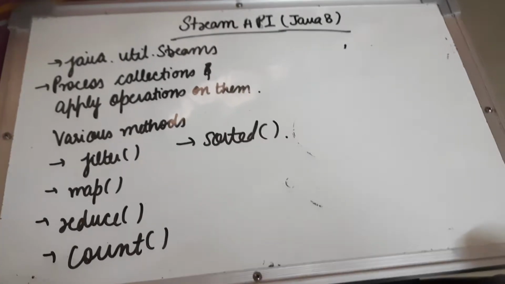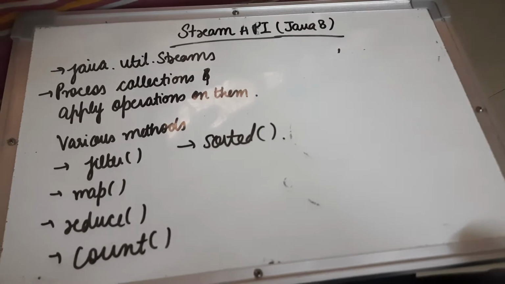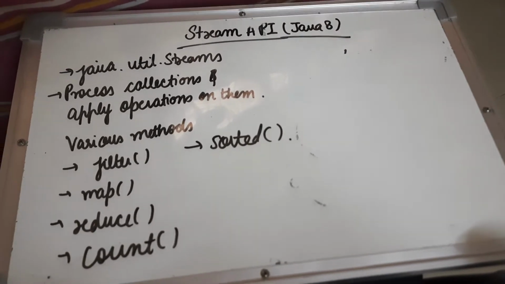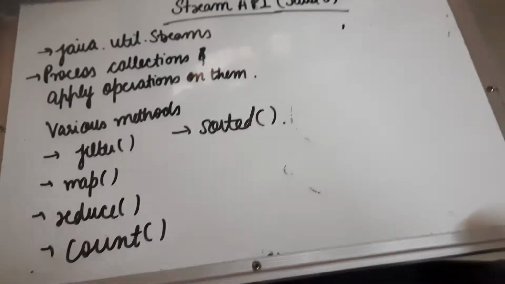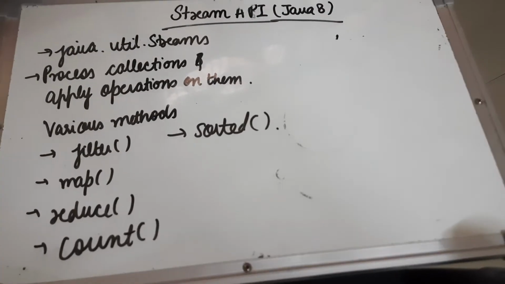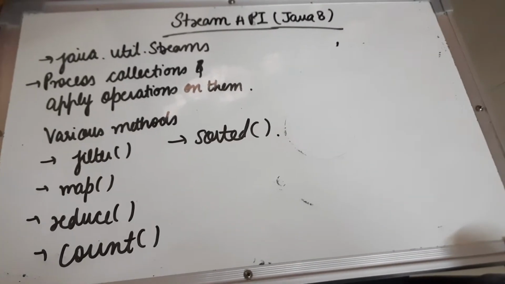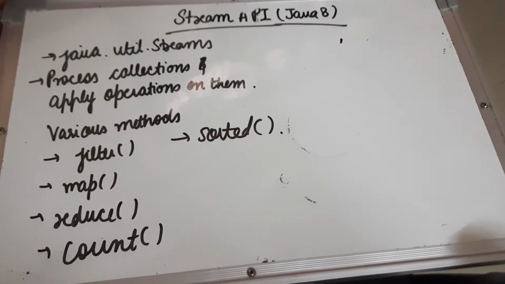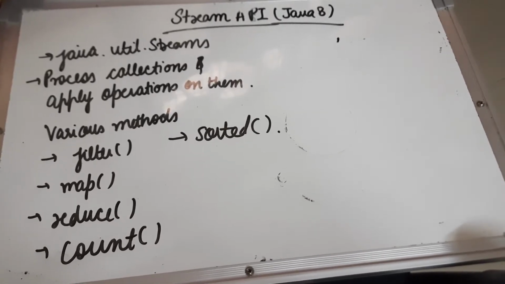Also we have the Stream API in Java 8, which is a very important feature of Java 8, widely used, and now mostly asked in interviews as well. This Java Stream API is completely different from the traditional streams we have in Java for file processing. They have a completely different package: not java.io, but java.util.stream.